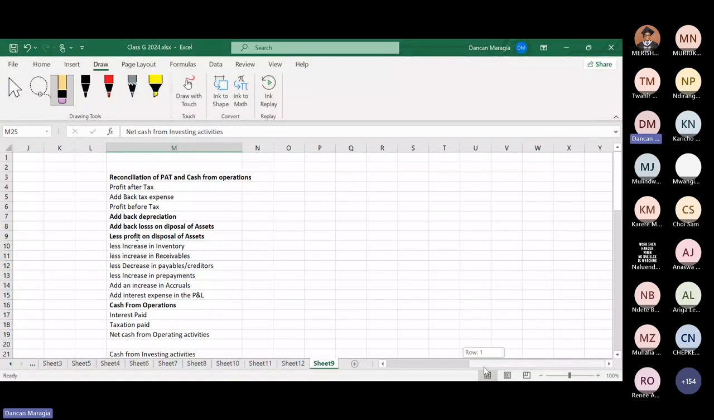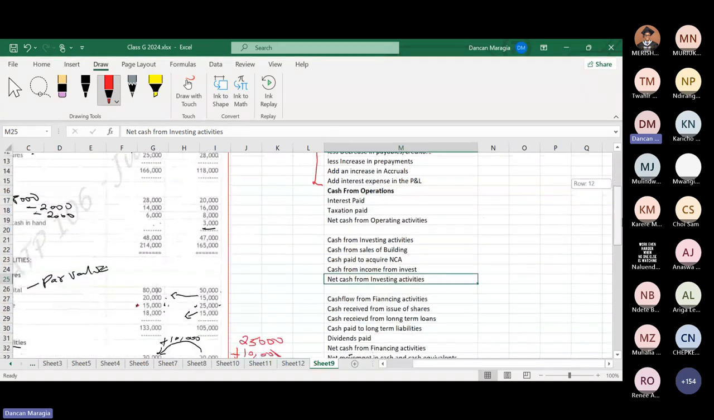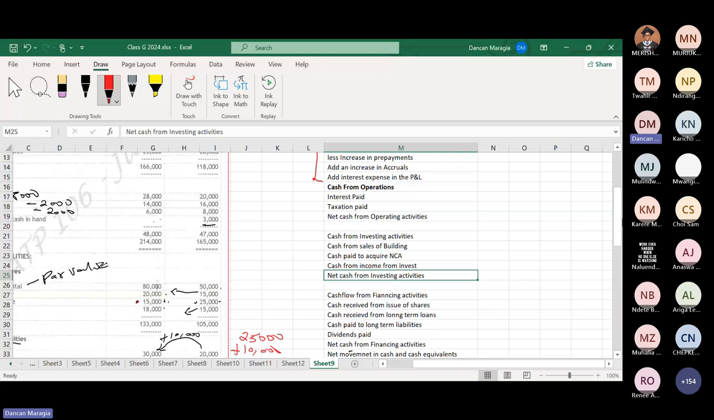So what did you realize were the easiest figures to calculate if you have a blank workspace like that one? For me, the easiest figures are these ones: the current assets and the non-current liabilities. Yes, this side and this side, where we are comparing cash flow received from long-term loans or paid to long-term loans, these two.